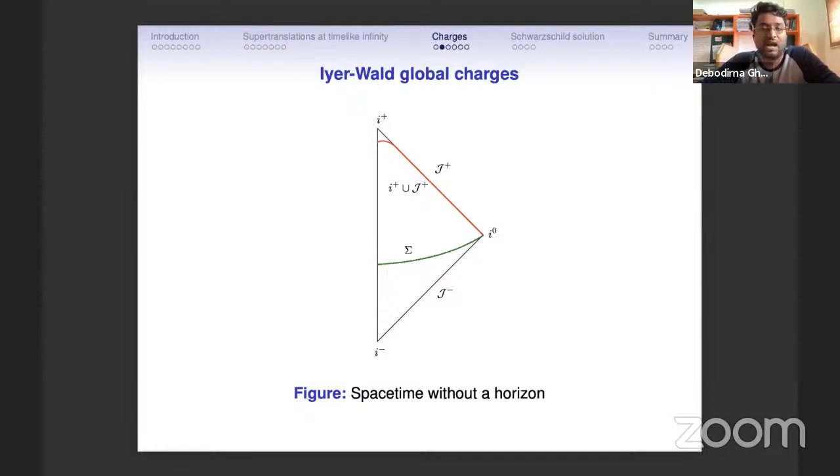Now, to define the higher spin global charges, one needs to specify a Cauchy surface, Cauchy slice, sorry. This Cauchy slice is given by this green line. The first variation of the higher spin global charges remains invariant under the local deformations of this Cauchy surface. So one can deform this Cauchy surface to the far future or to the far past. For our case, we deform it to the far future to I plus union Scri plus.